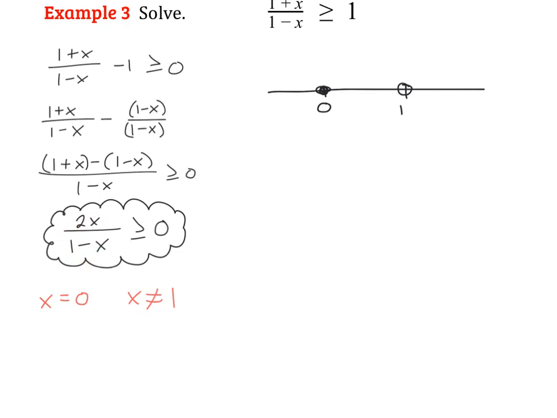So now we need to test something in all three zones to see if our inequality is positive or negative. So let's say we test x equals negative 1. If I substitute x equals negative 1 here, I have negative 2 over 1 minus negative 1, which is 2, which gives me a negative value. So I'll say minus sign. Let's substitute something in between 0 and 1. So maybe we can test x equals 1/2. As I substitute 1/2 here, I'm left with 1 in my numerator and 1/2 in my denominator, which gives me a positive value. We really only care if it's positive or negative.